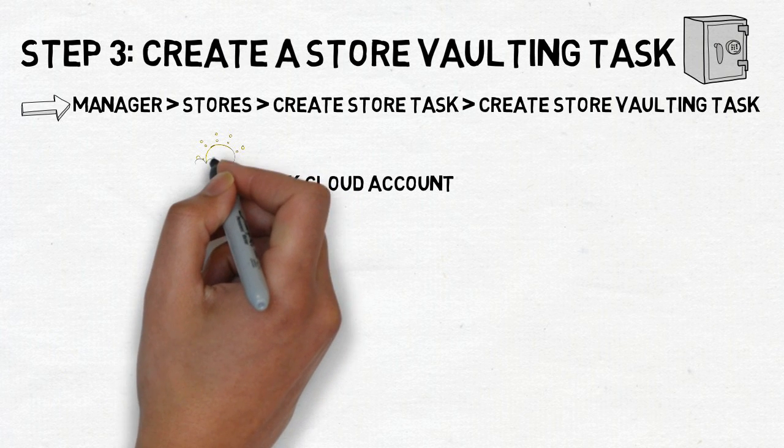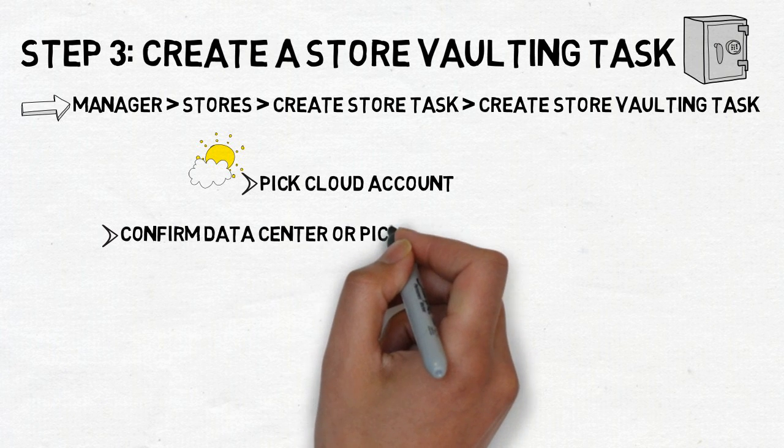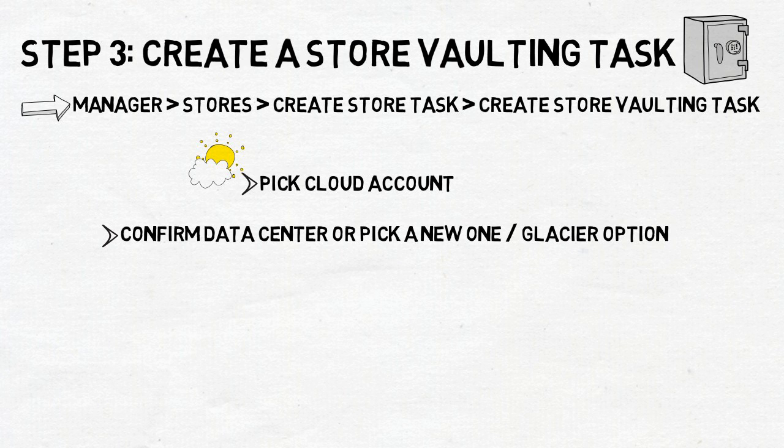When creating the vaulting task, you will have the option to change the data center this data will be sent to. Otherwise, the default center will be used. If you want to use the Glacier storage, then select this option and the regions where this is available will populate for you to choose from. This is not available in all regions, and once it is enabled, it cannot be disabled from this task.